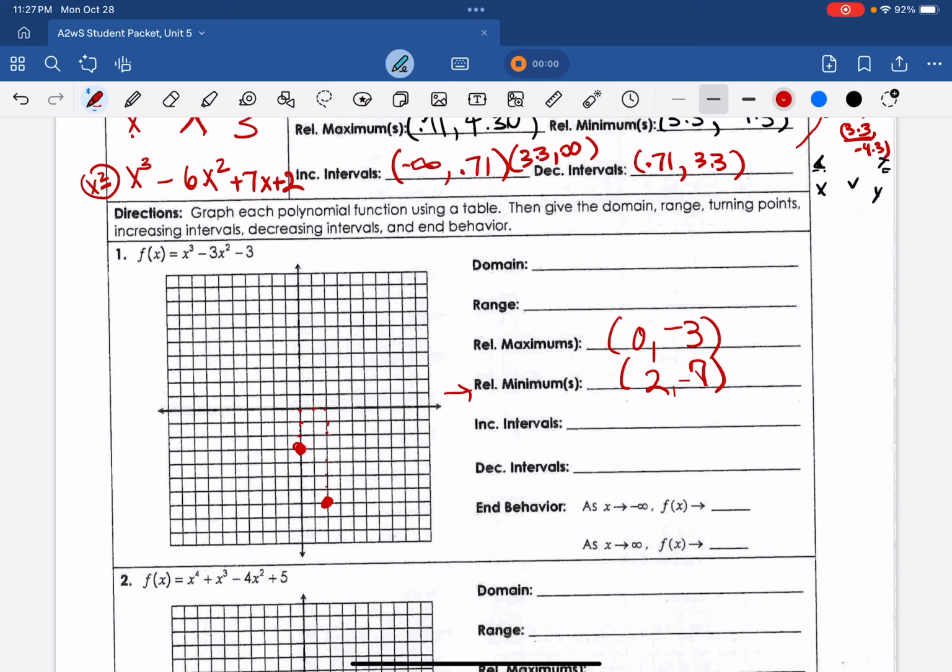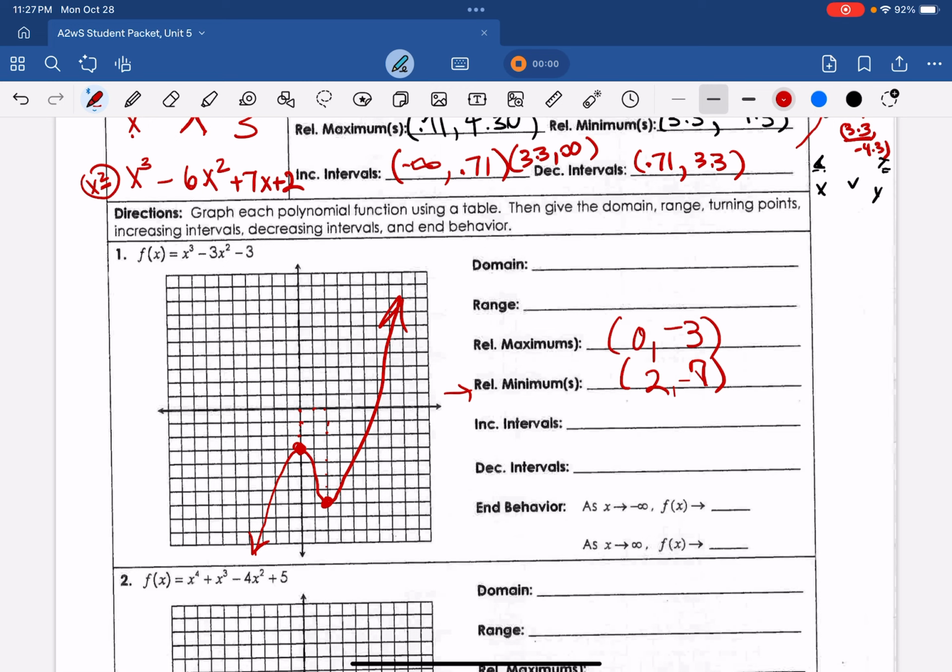So our graph is coming in from the left. It hits that turning point. It turns, goes down, hits that turning point, and now it's increasing and it's heading up to positive infinity. So guys, this is ugly. It doesn't have to be perfect. It's just a sketch, okay? But this gives us an idea of what our graph is going to look like.